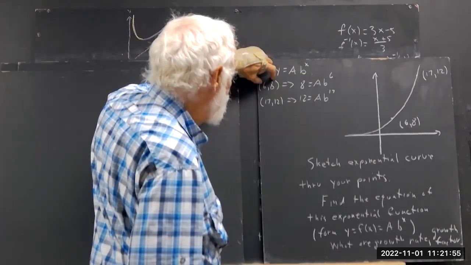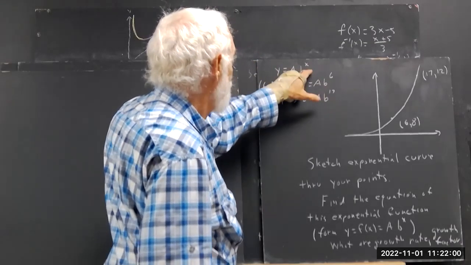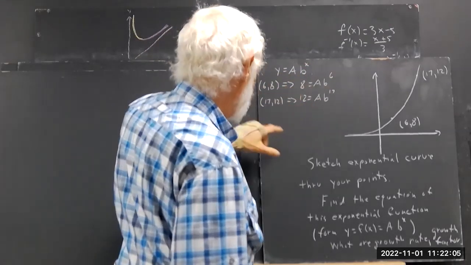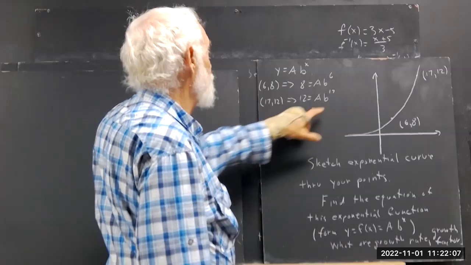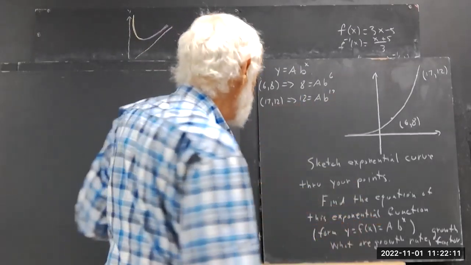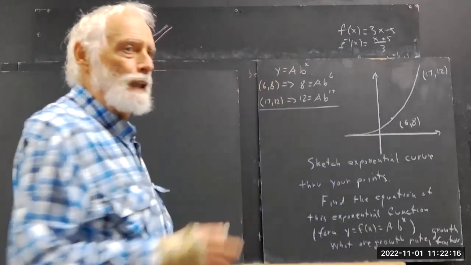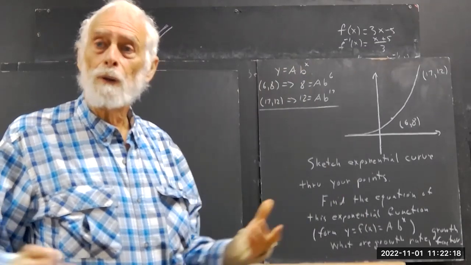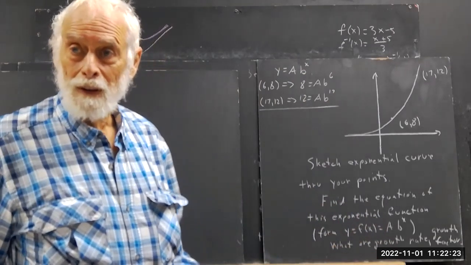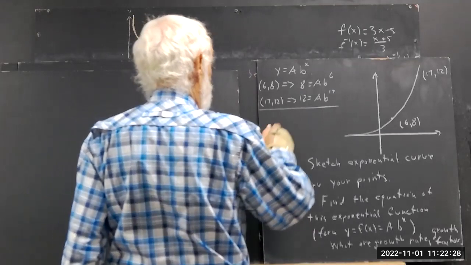So in point 6, 8, well, that means that when x equals 6, y equals 8. So we get 8 equals ab to the 6th. And 17, 12, well, x is 17, y is 12, so there it is, right? How do we solve it? Okay, one way, it's maybe not the most convenient way, but it works. There's another way that I'll show you, and you can use whichever you prefer. Either way, you're going to get a solution, and either way, it's a valid way to do it.